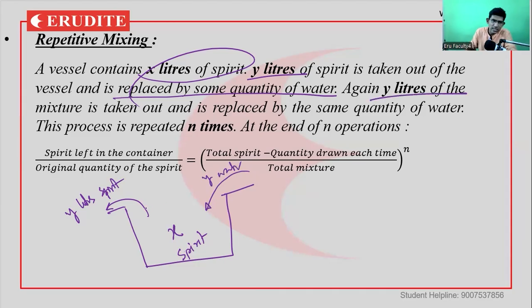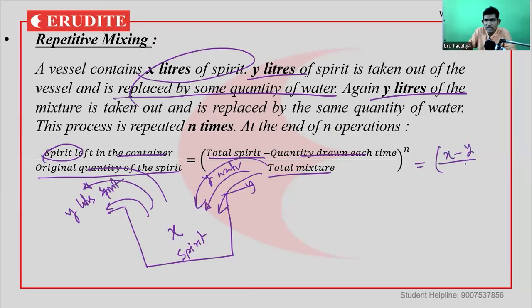Again, I repeat the process. I take out Y liters of the solution and replace it by Y liters of water. Again, I do the same thing. So what will happen in the final solution? Finally, the amount of spirit left in the container divided by the original quantity of spirit will be equal to total amount of spirit minus quantity drawn, divided by total mixture, or in general, (x minus y by x) whole to the power n. So this is a particular situation that you can remember for this type of repetitive mixing, because this type of question is quite common in CAT.